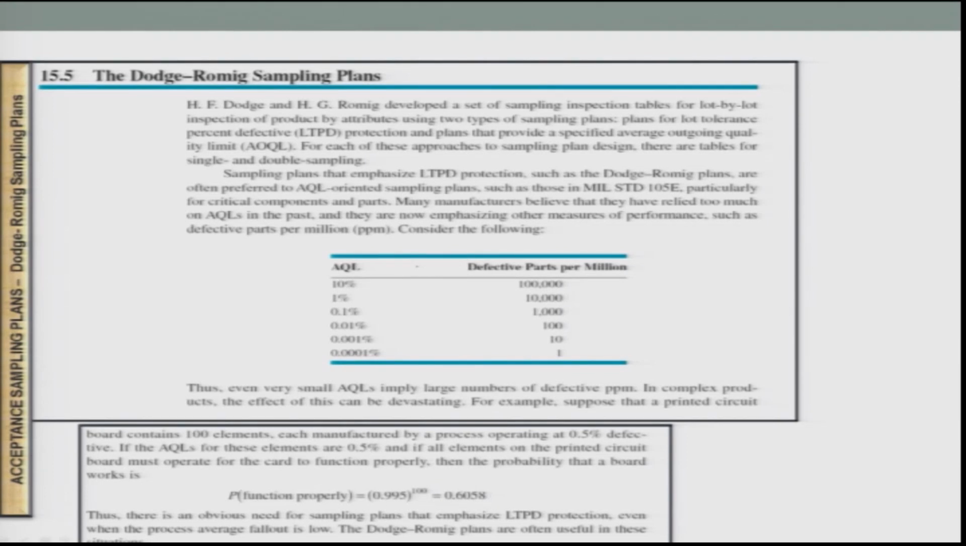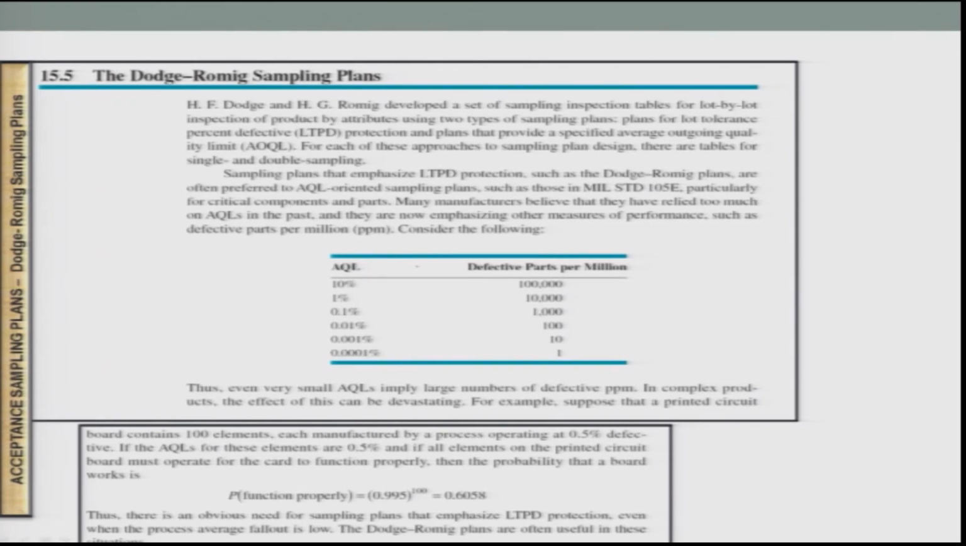So, if you consider the equivalence conversion between AOQL or AQL and defective parts per million, that is given in this table which is part and parcel of section 15.5. On the first column you have the AQL value starting from 10% going to 0.0001 percent, and on the right hand column you have the defective parts per million. So, you can make a 1-to-1 correspondence and take the decisions accordingly. Thus, even very small AQLs imply large numbers of defective parts per million.